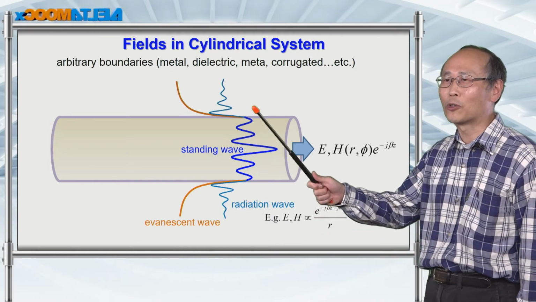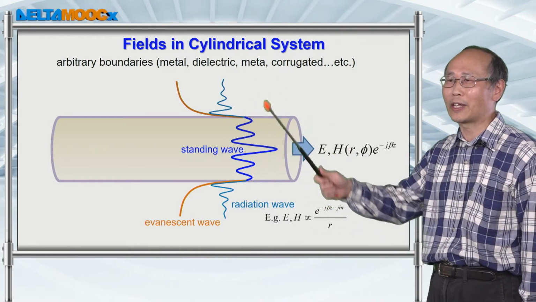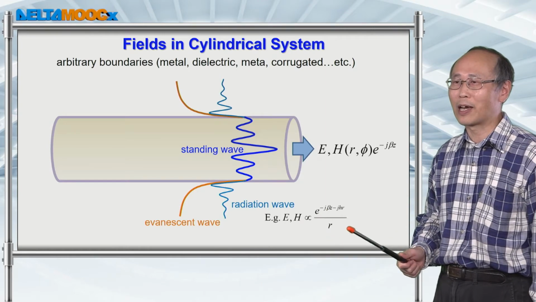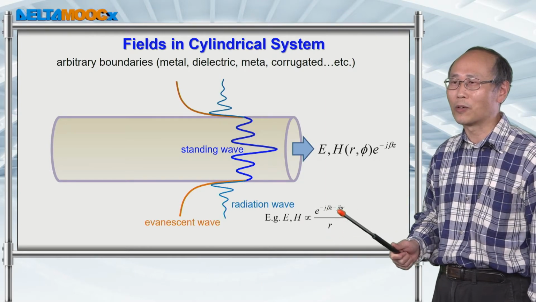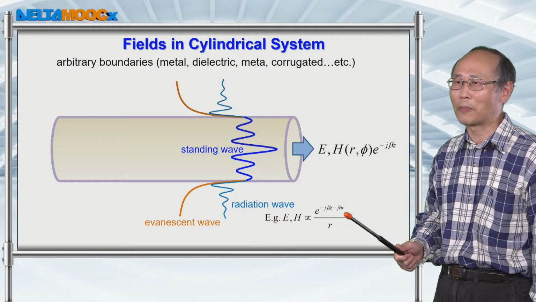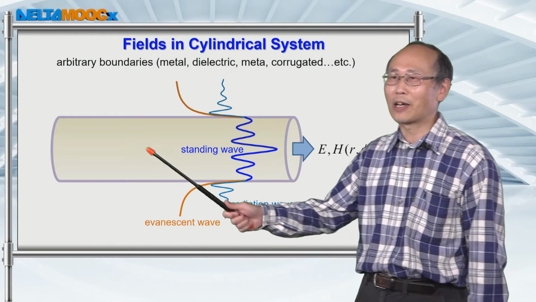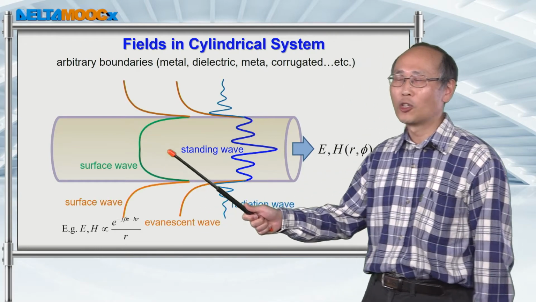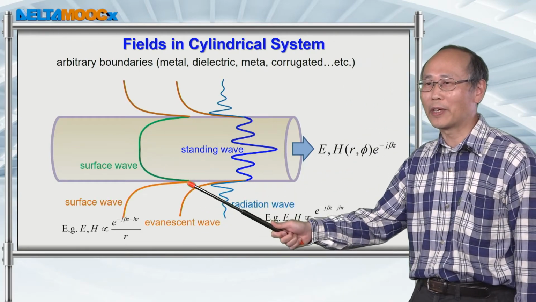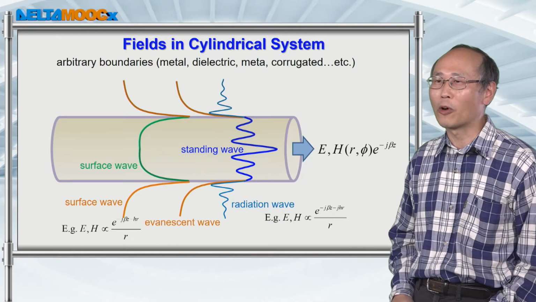So you could have the radiation wave along the radial direction described by this radiation field, where you see this propagation constant along the r direction. And sometimes you have a surface wave. So the field could be concentrated on the surface of this waveguide.